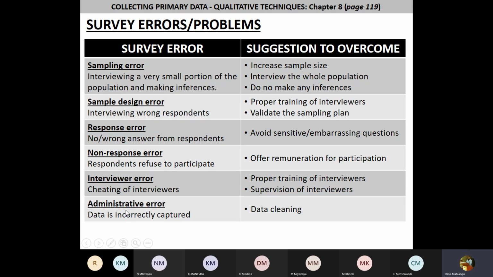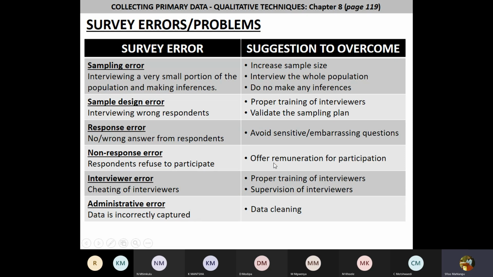So when we say what is an administrative error, or we say what are the possible survey errors that could occur in this research project. So if you think about the response error or non-response error, respondents refuse to participate. Besides offering remuneration to participation, if you understand the error itself, that the respondents are refusing to participate, how can we overcome this error? How can we make them more interested?